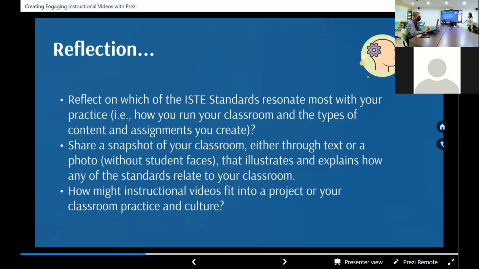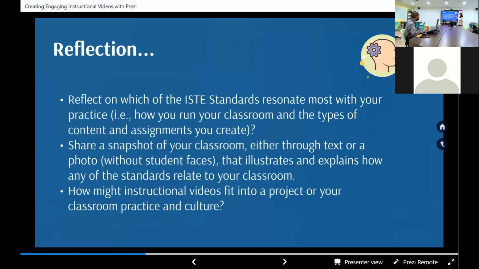Okay, so these are the questions here. I'd like you to reflect on which of the ISTE standards, that one is now learner, collaborator, leader, and so on, right? That resonates with you the most in terms of your practice as an educator. How you run your classroom, what is your teaching and learning philosophy, and so on, okay?